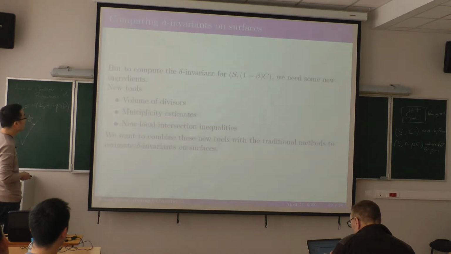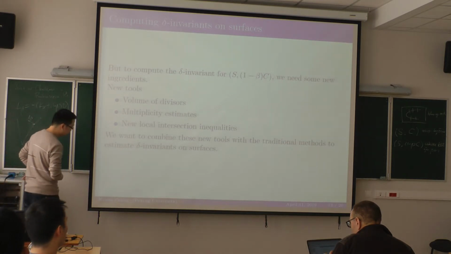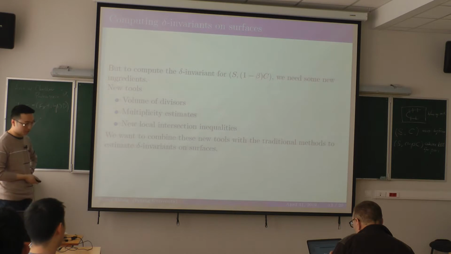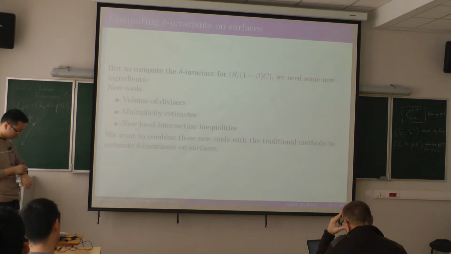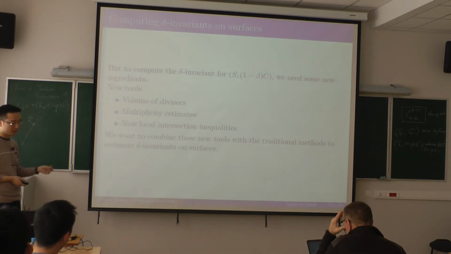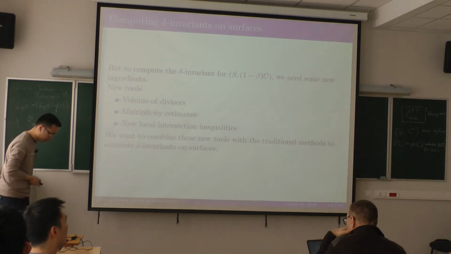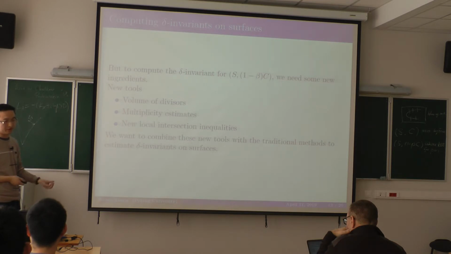Okay. But of course, we have to use some more tools, because delta invariant is defined in a way that's very different from alpha invariant. Because if we want to compute alpha invariant, basically what we do is first look for some bad divisors, and then we compute its LCT. Then we argue that the divisor we found is the worst. There are no other divisors giving smaller LCTs. So we can compute the alpha invariant by looking for the worst divisors in the linear system, basically.